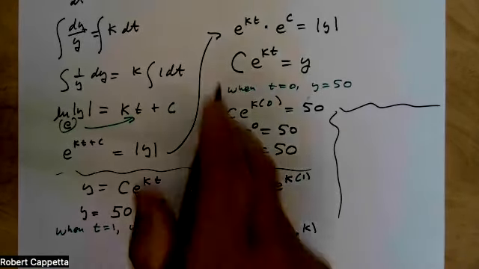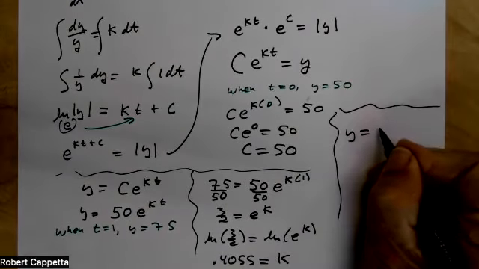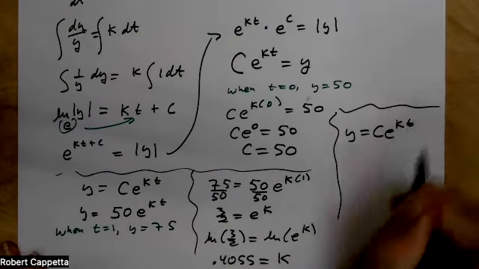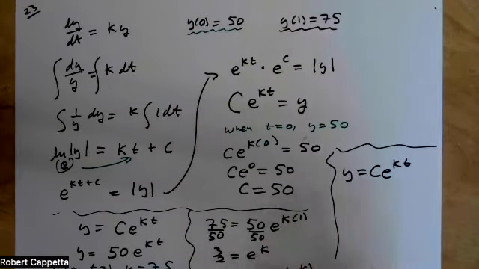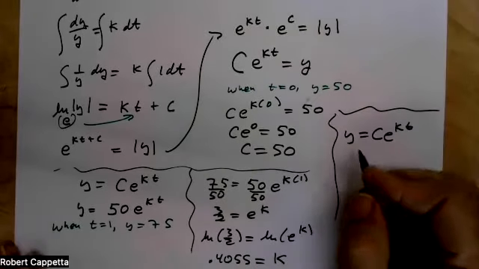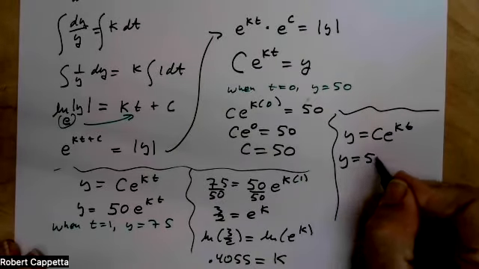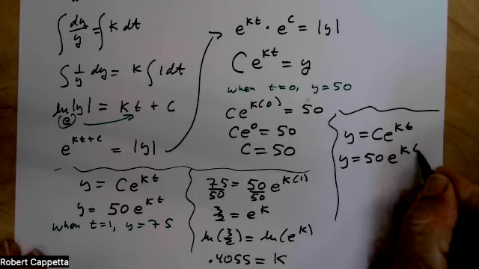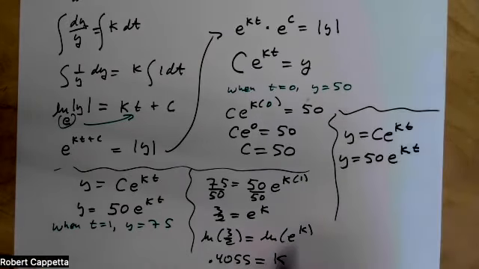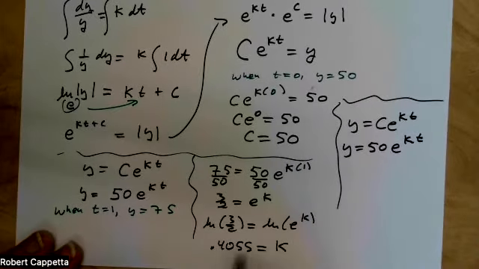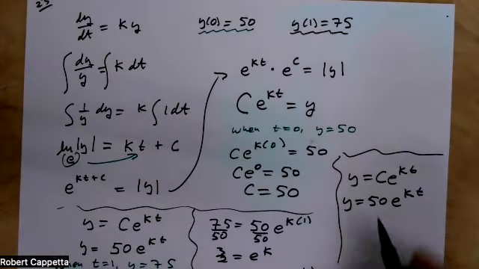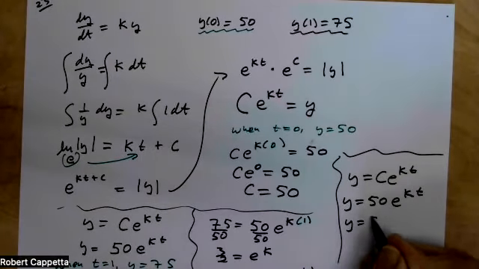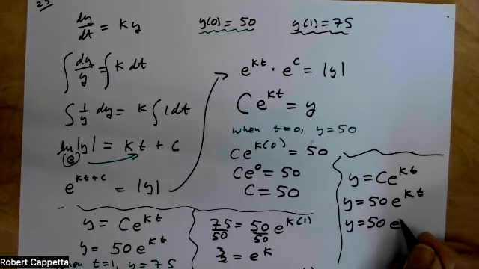What was our form? Our form was y equals c e to the kt. Our first bit of information, the fact that y of 0 was 50, gave us c was 50. So we had y equals 50 e to the kt. And k is our growth factor. k is positive, so it's growing. Our k here was 0.4055. We got that from the fact that y of 1 was 75. So you can go ahead and make that substitution and say y is 50 e to the 0.4055, approximately, t.